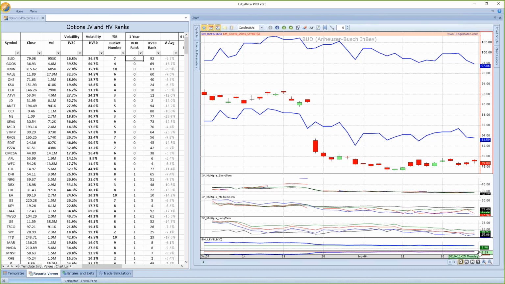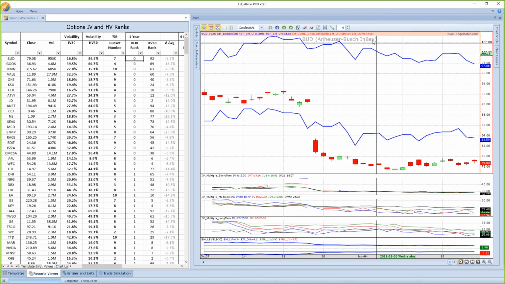If you think that the move is actually going to be contained in that range, then if you sold an iron condor, that could work out for you.